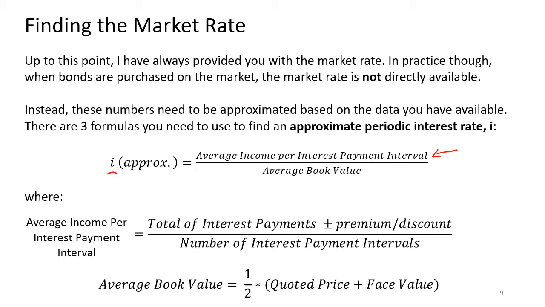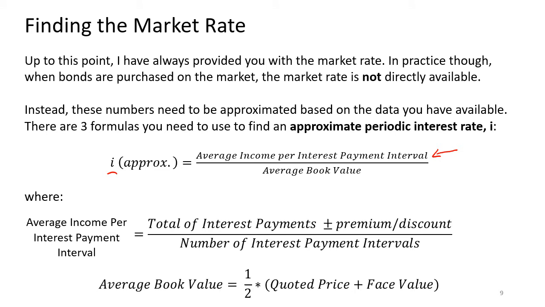So the big reason you need to know the premium and the discounts in the bond schedule is because your average income per interest payment interval is equal to the total of your interest payments so far. Okay, so how much money you've made in interest payments, plus that premium or minus the discount, depending on if you've made or lost money at that period in time, divided by the total number of intervals. Okay, so how many payments have you received? Okay, so if you received 3 payments, your denominator in this case would be 3.